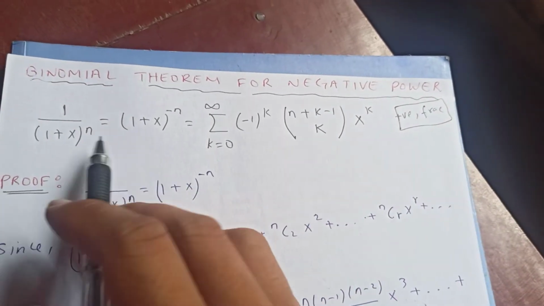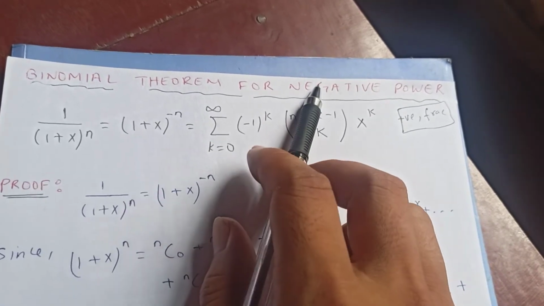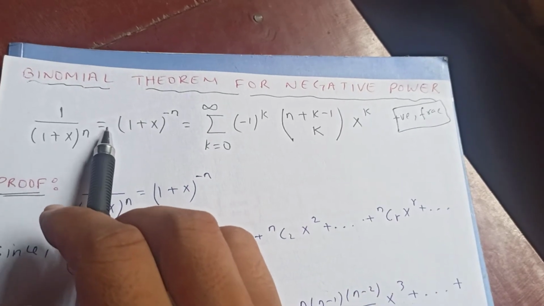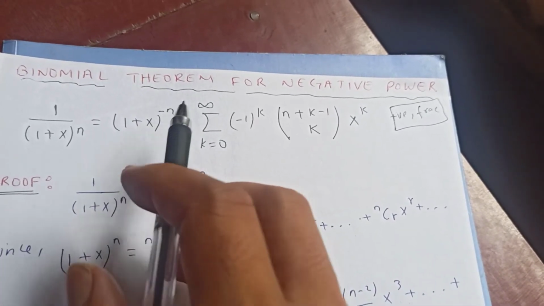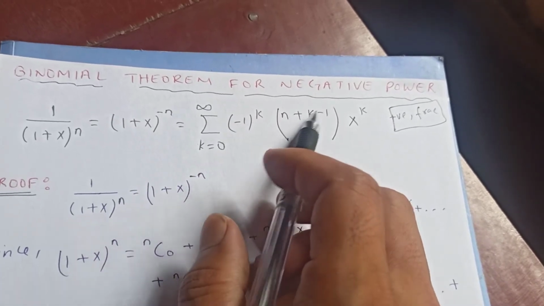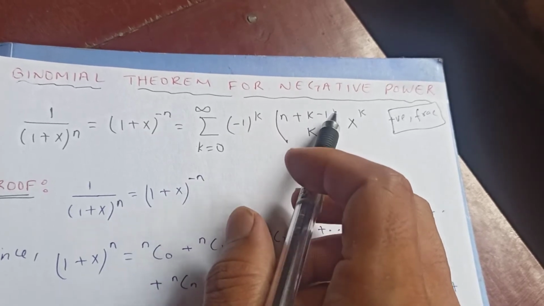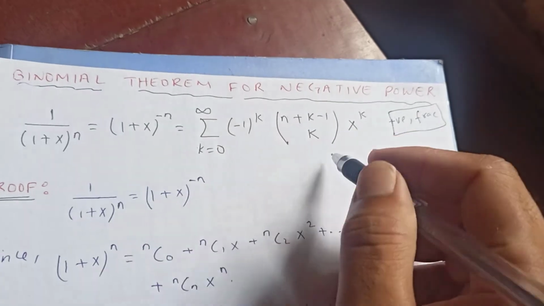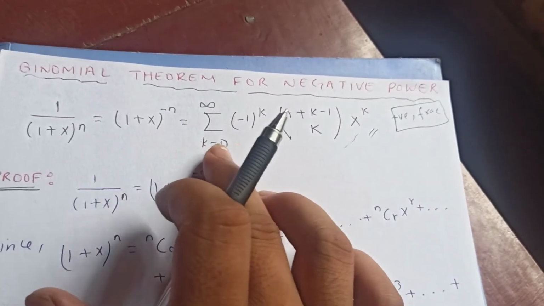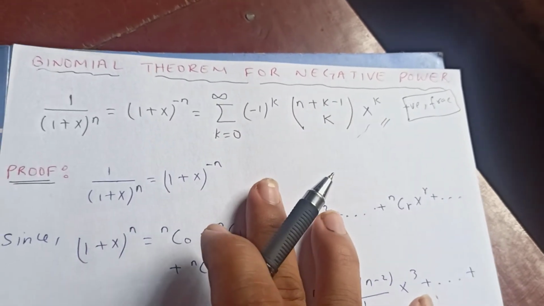So 1 over (1 plus x) to the n, where this n can be negative, positive or fraction also, is equal to (1 plus x) to the negative n, which is the sum from k equal to 0 to infinity, negative 1 to the k, (n plus k minus 1) combination k, times x to the k. We are trying to prove this because this is used for identity. We are going to use it everywhere, right?